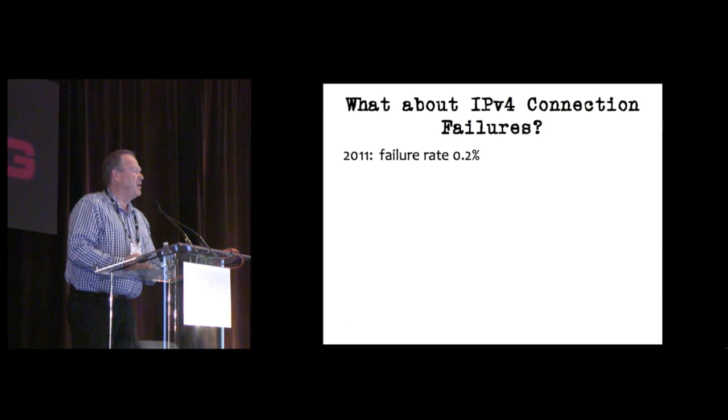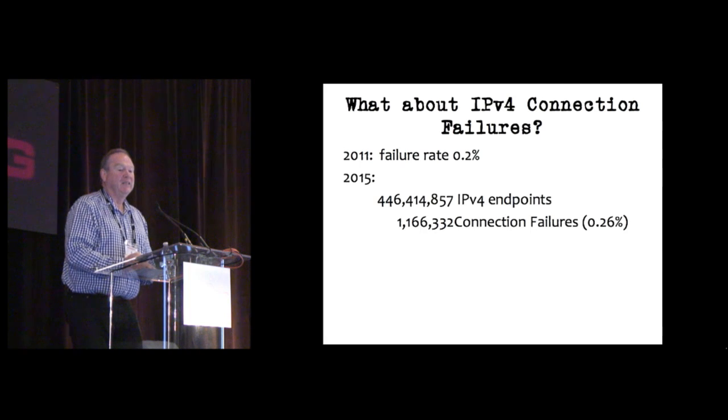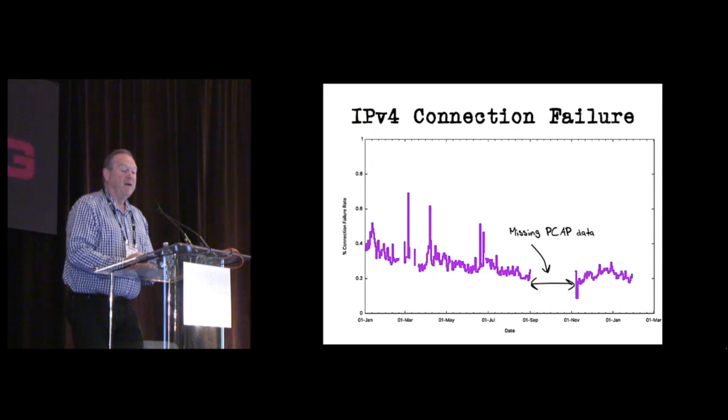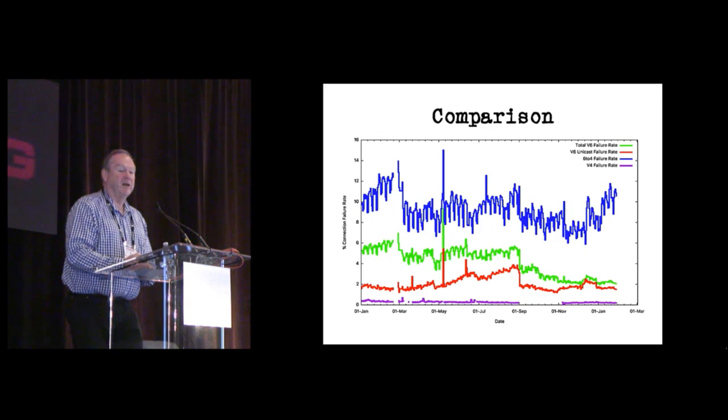What about the V4 connection failures? A couple of years ago, 0.2%. What do we see now? Well, 500 million sample points, which is probably a reasonable sample for the internet. We saw 1.1 million connection failures, which is around 0.26%. Over that period, 13 months, I missed some data there, sorry about that, but it's roughly between 0.4 and 0.2%, declined over time.